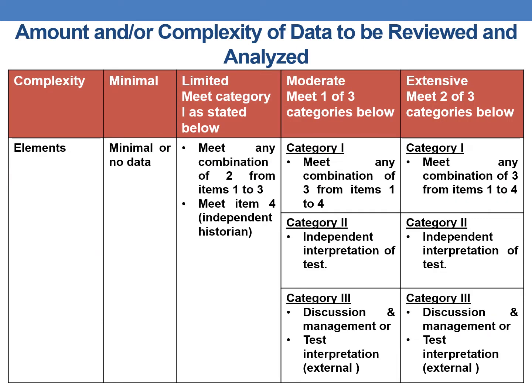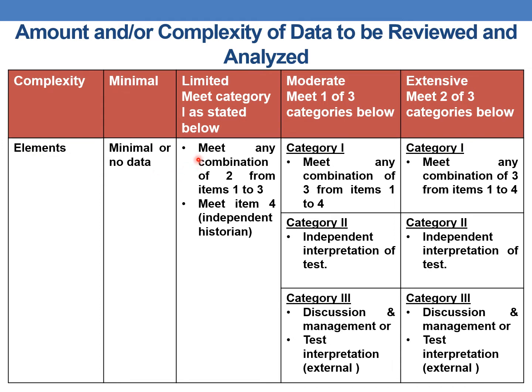Now coming to the complexity levels of minimal, limited, moderate and extensive. Based on the amount and complexity of data to be reviewed and analyzed, complexity can be minimal, limited, moderate, or extensive. Complexity is minimal whenever there is no data or minimal data. That is, whenever there is no data to review or very minimal data is available to review, then the complexity here is minimal.